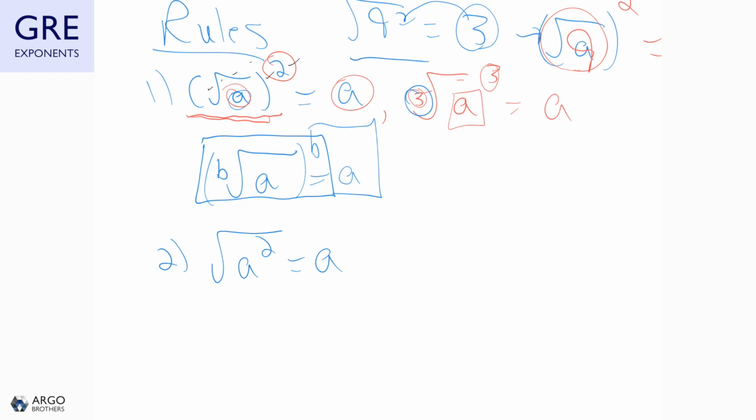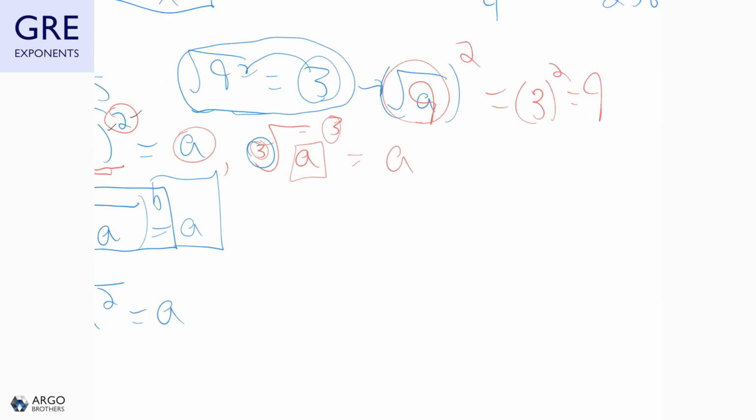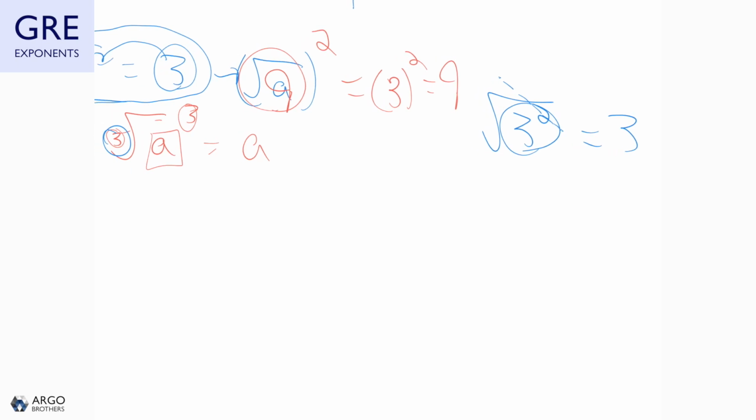So before we had that the square root of 9 is 3, but now what if we had the square root of 3 squared, okay? Well, 3 squared is 9, so the square root of 9 is 3. Or you could just do this. You can just imagine that this 2 and the square root sign cancel out. And of course, that'll work for cubes and so on.